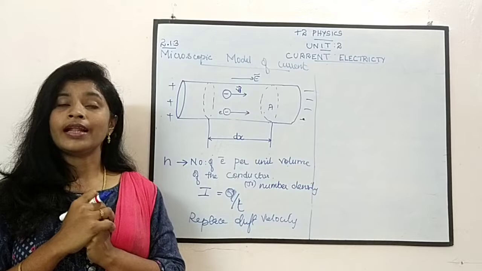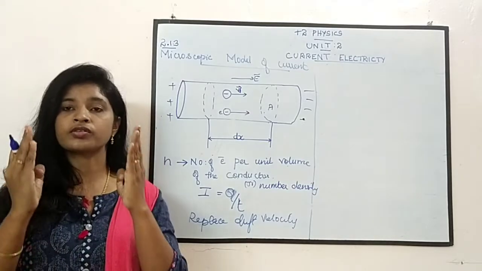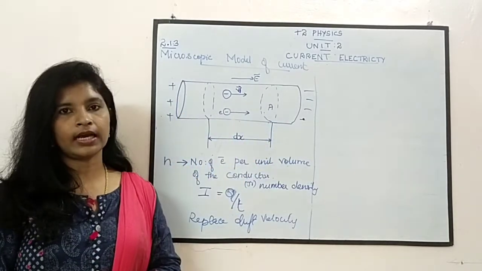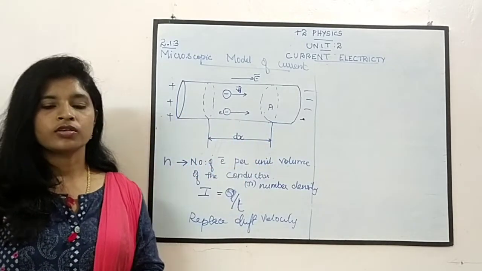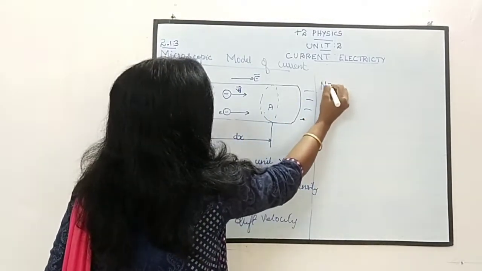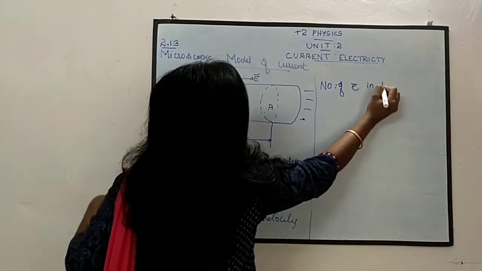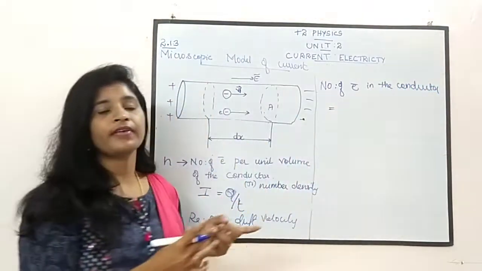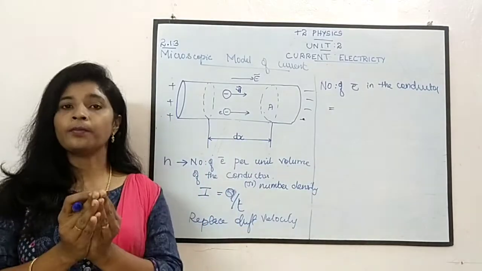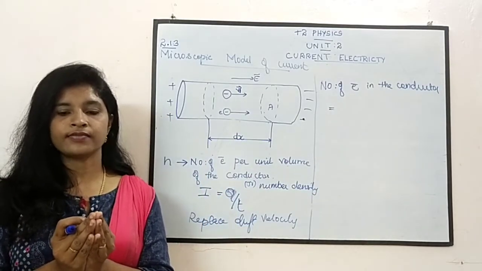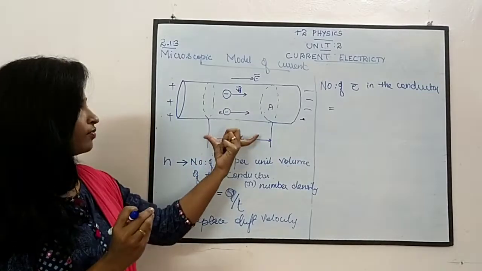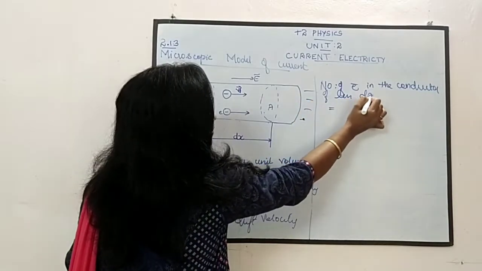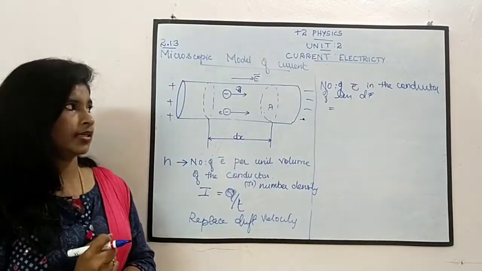Now let us calculate how many electrons are there in this length. First let us calculate the number of electrons in the conductor of length dx. How do you find the number of electrons in this length dx?